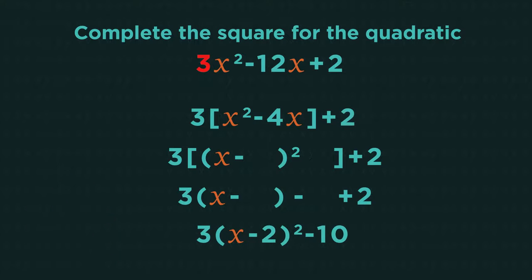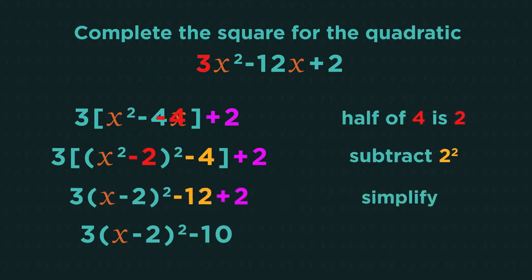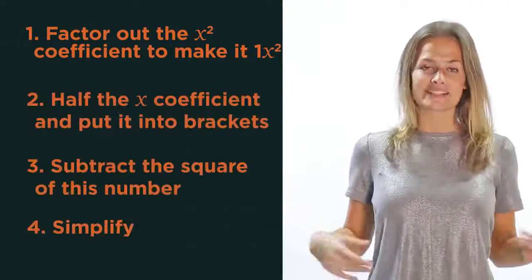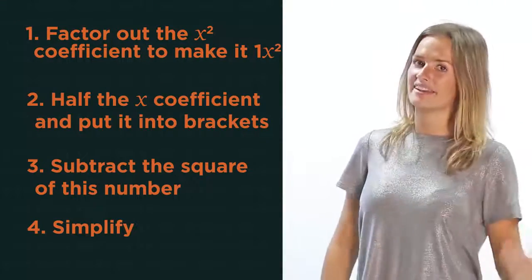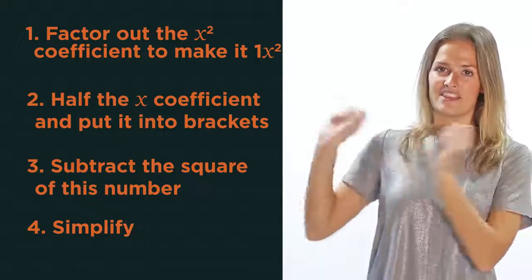Did you get it right? 3 times x minus 2 squared minus 10. So there we have completing the square for any quadratic with or without an x squared coefficient of 1. You just need to remember this process.